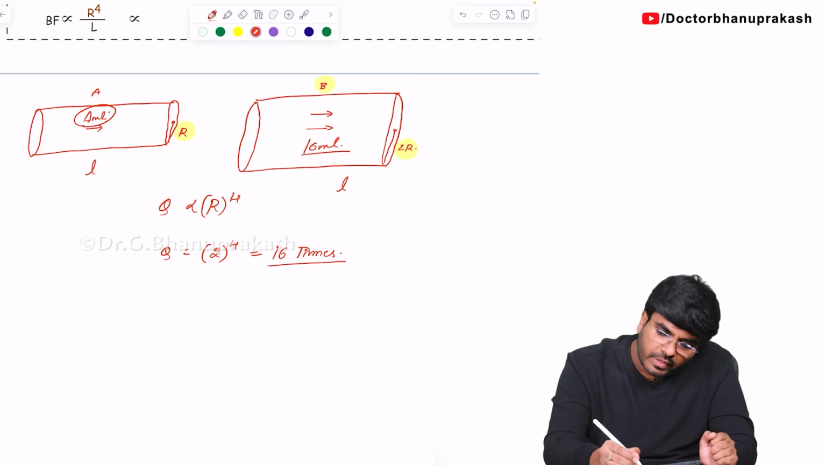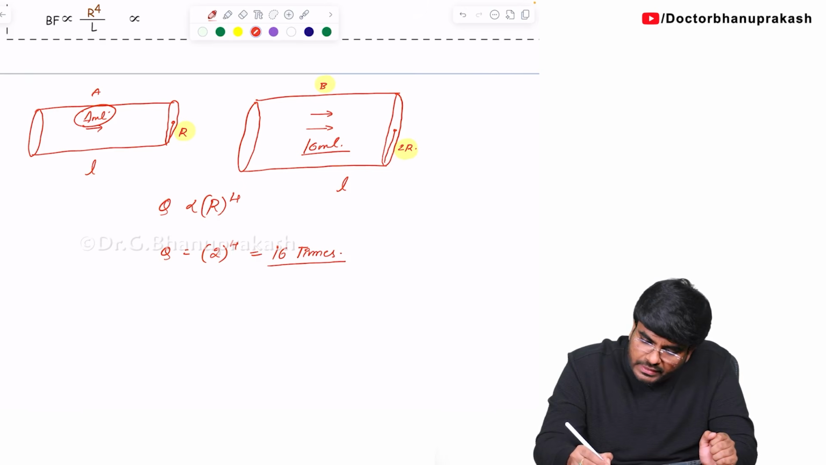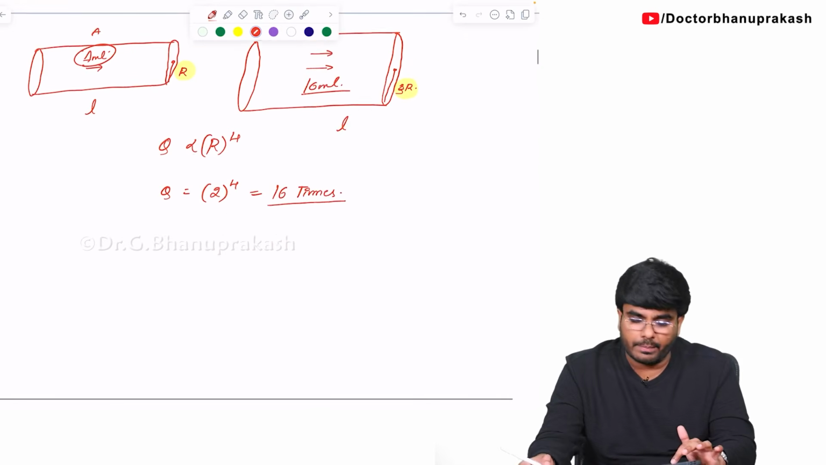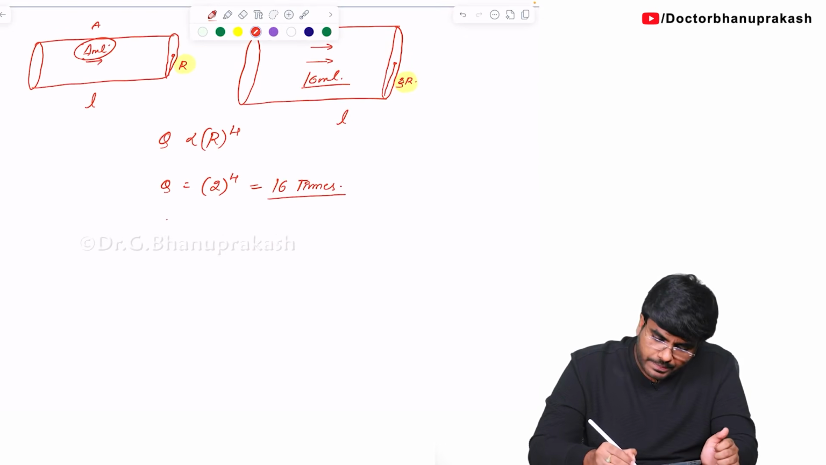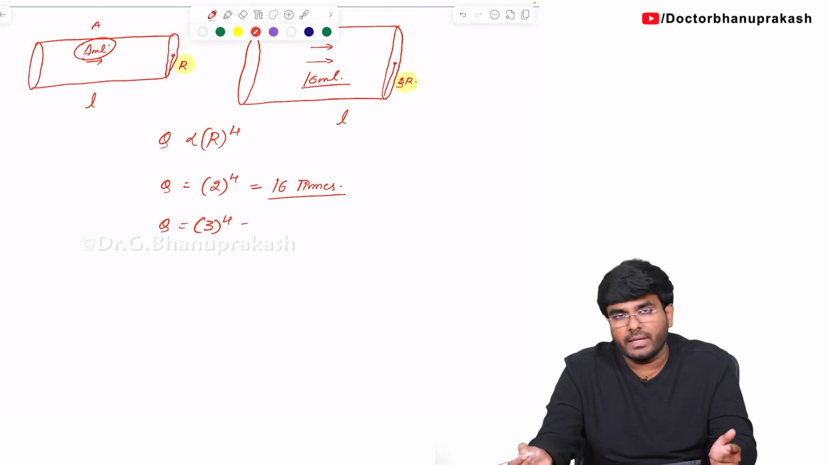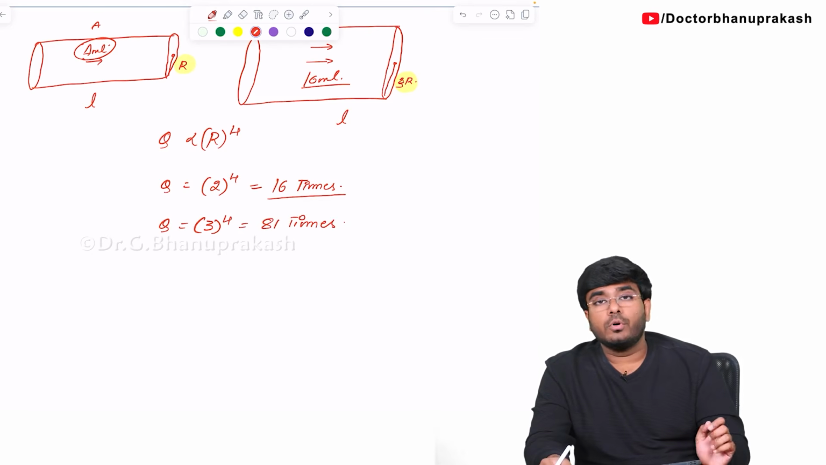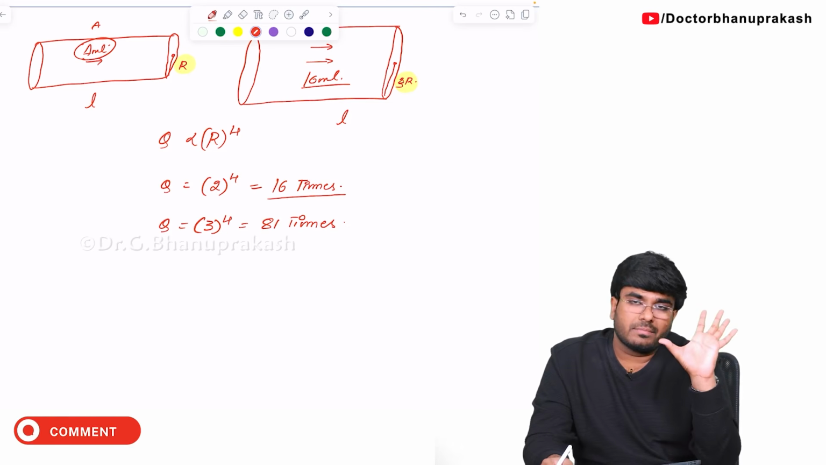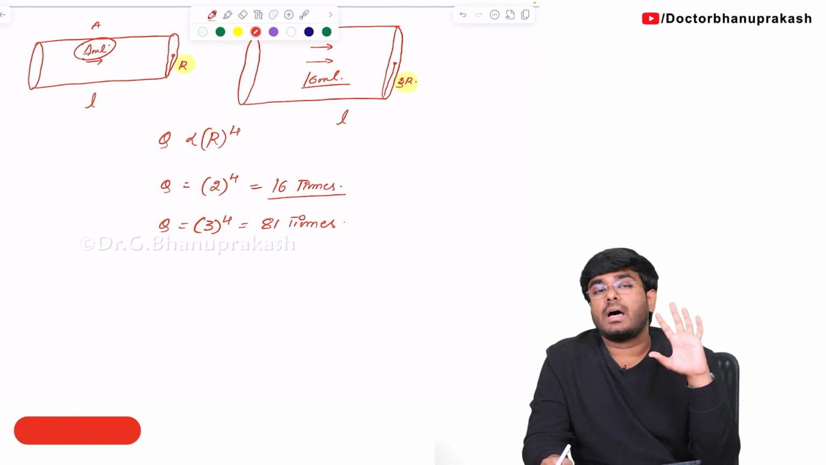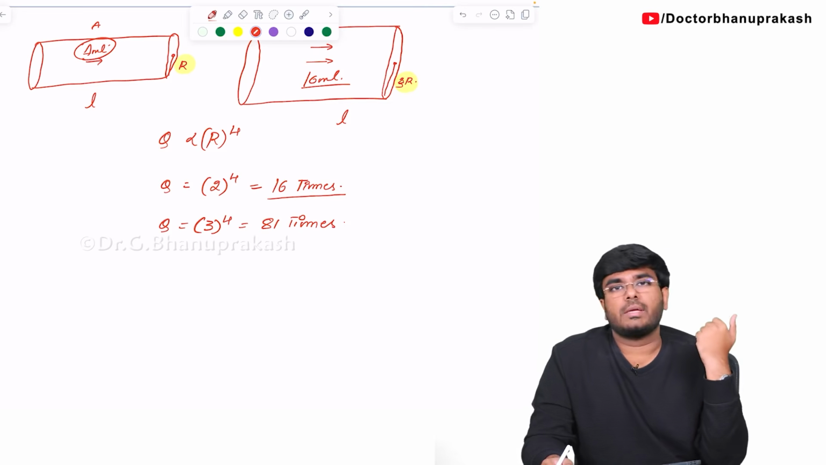Now, instead of keeping 2R here, let us say I am making it 3R, triple the radius. What will happen? If you are tripling the radius, then 3 to the power of 4, 3 into 3 into 3 into 3, so that is 81 times more blood is going to go. So it's not directly proportional to the radius, it is proportional to r to the power of 4.